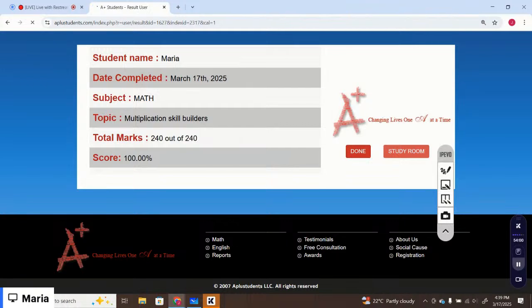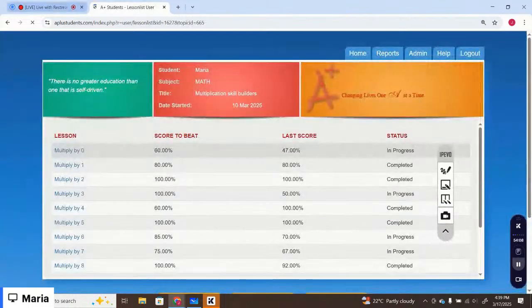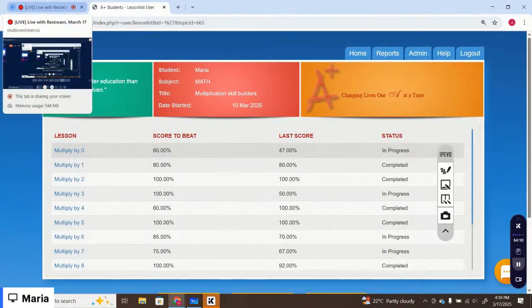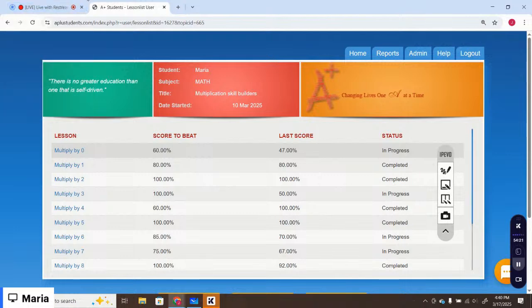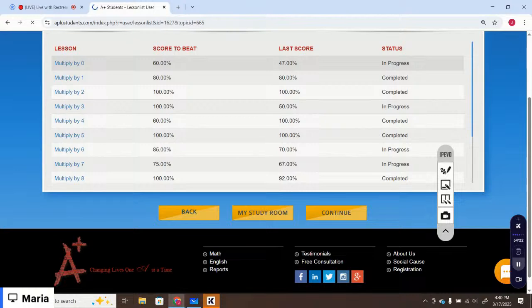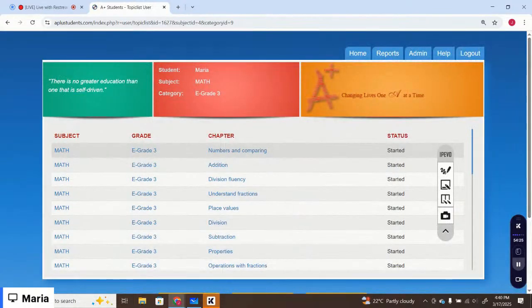So we were working on grade 3 math. The chapter we were working on is multiplication skill builders. The lessons we have covered today are multiply by 9, multiply by 10, multiply by 11, and multiply by 12. Please make sure before the next session you complete all the practice questions for the lessons you just did. That is your homework until the next session.